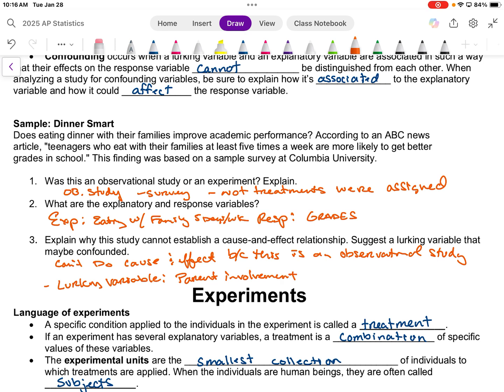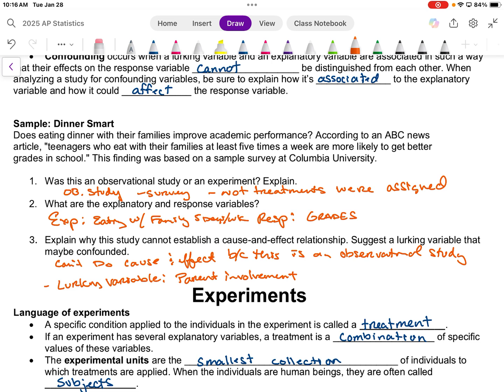It's the topic of the conversation at the dinner table. And so right now they just said in the survey that they ate at home at least 5 times a week. There are some things that contribute to that. It's parent involvement. Hey, are you going to class? Are you doing your homework? When's your next test coming up? And so that's the lurking variable that may be confounding the results. That the kids that eat dinner at home at least 5 times a week get better grades.